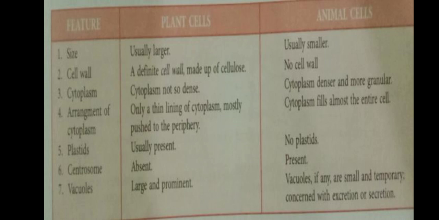Centrosome. Centrosome is a structure which helps in cell division. It is present only in the animal cell, but plant cells lack it. Vacuoles. A single large, prominent, centrally located vacuole is present in plant cells. Vacuoles are usually not present in animal cells, and if present, they are small and temporary in nature and concerned with excretion or secretion function.